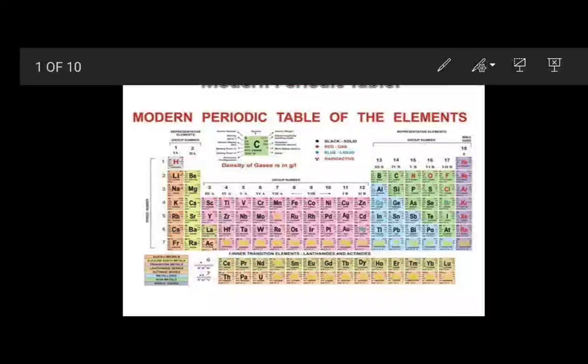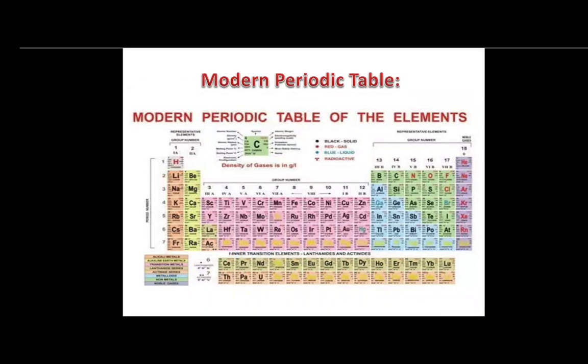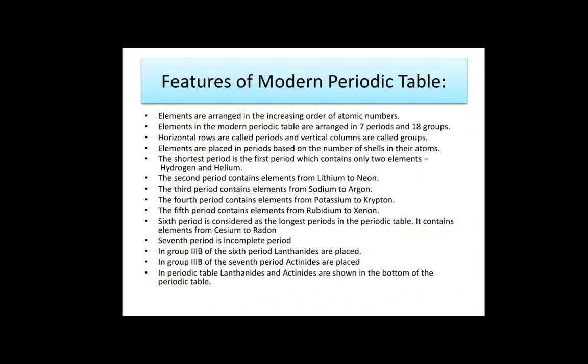Metalloids lie along the border of the zigzag line which is drawn in the P block. All the metals lie on the left side of the zigzag line while all the non-metals lie on the right side. Here are some features of the modern periodic table.